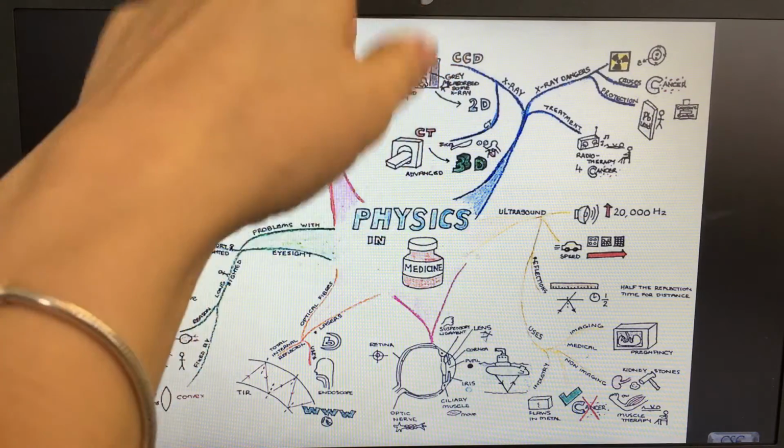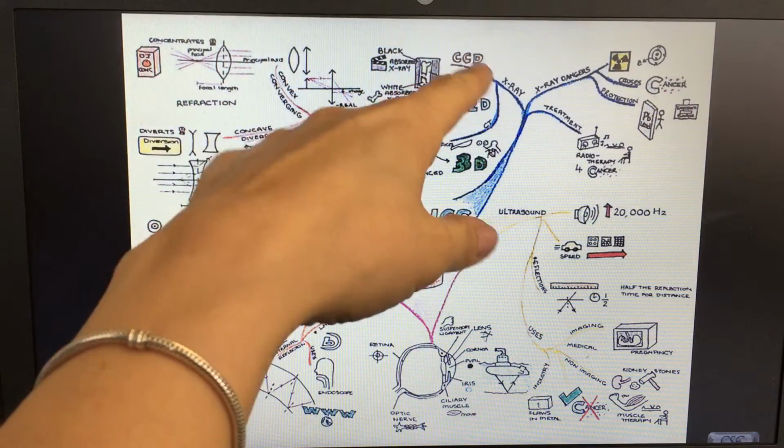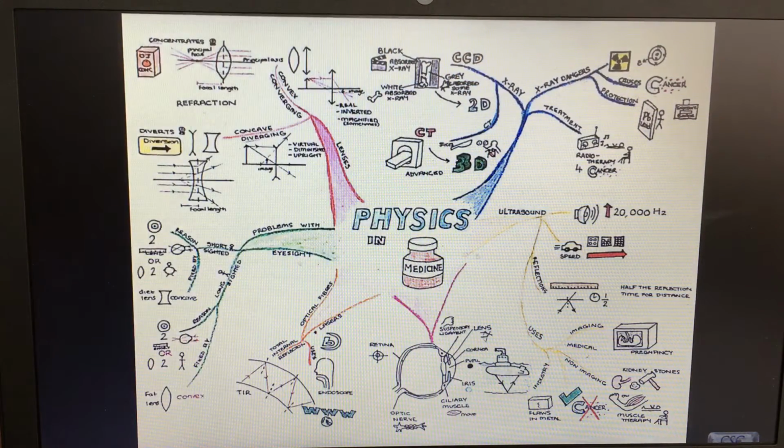We don't tend to use the film anymore. We use something called a charge-coupled device, which is a digital device that can then transfer the image onto a computer, so you can send X-rays a lot quicker than you used to be able to.